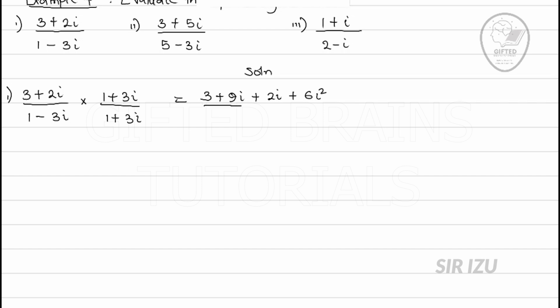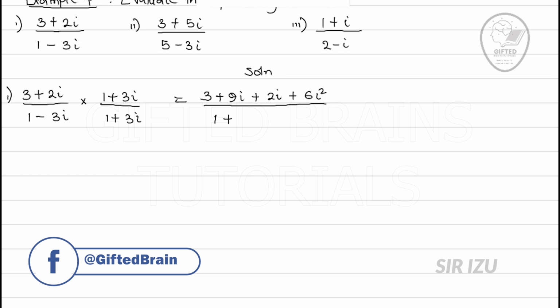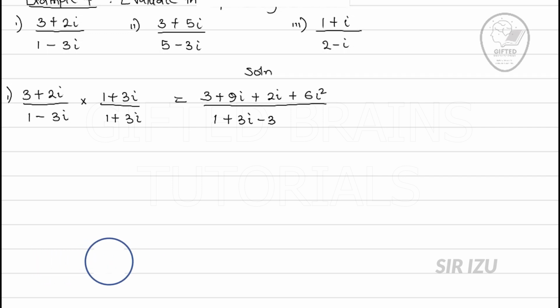So all over, we take the denominator now. 1 times 1 will give me 1, and then 1 times 3i will give me 3i, and then minus 3i times 1 will give me minus 3i, and then minus 3i times 3i will give me minus 9i squared. So this is what we have.